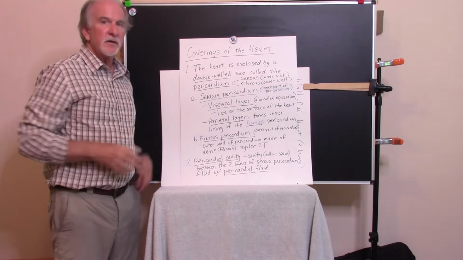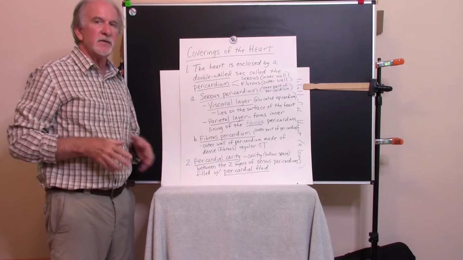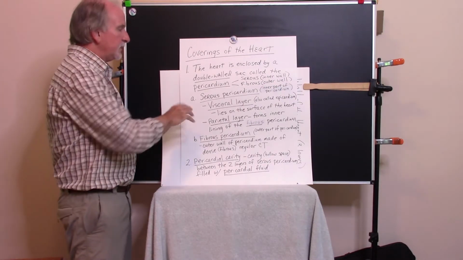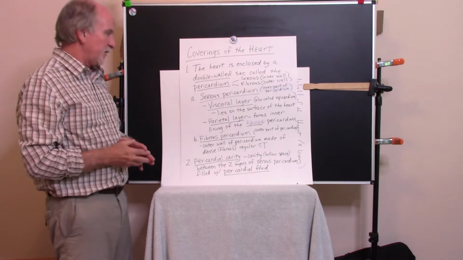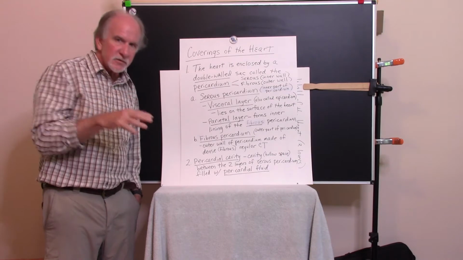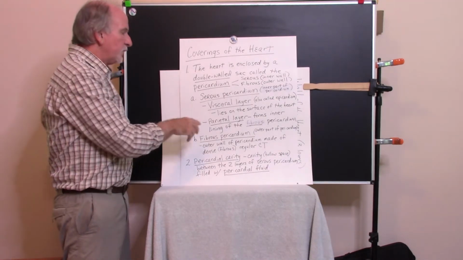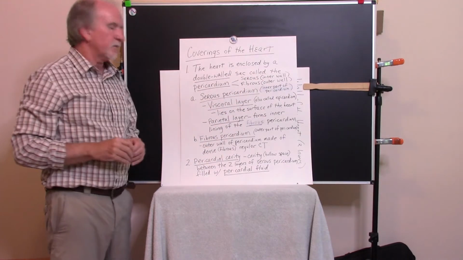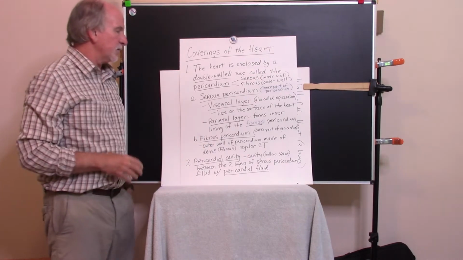So the visceral layer is also called the epicardium. That's one of the three layers of the heart wall. And the visceral layer of the serous pericardium lies on the surface of the heart. And then it reflexes back on itself to form the parietal layer of the serous pericardium, which is the inner lining of the fibrous pericardium.